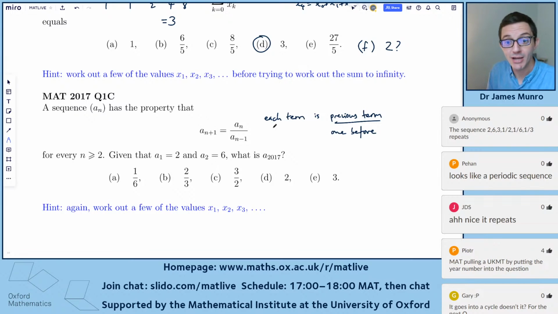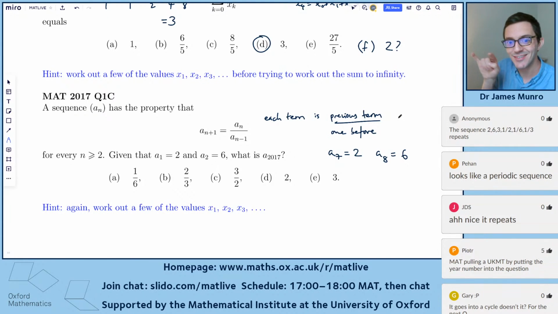People who've been working out terms in the sequence, I'm not even going to do a poll for this one, have found something interesting. You have to get out to A7, I think. So A1 is 2, A2 is 6, A7 is equal to 2, and A8 is equal to 6. Yeah, there's some terms in between. I don't just know that by staring at it. I had to go and work out the terms in between.